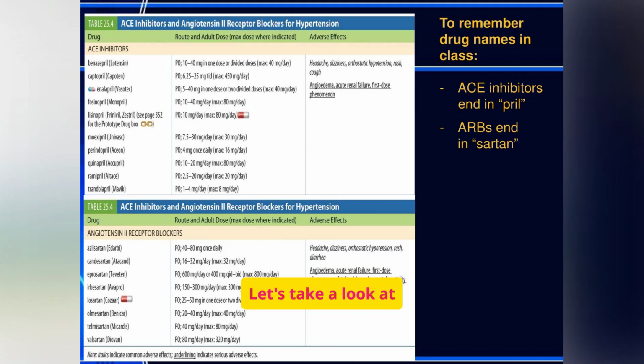Let's take a look at specific ACE inhibitors and ARBs, including their dosages and potential adverse effects. ACE inhibitors often end in pril, like enalapril or lisinopril, while ARBs end in sartan, such as losartan or valsartan. Common side effects: a dry, persistent cough for ACE inhibitors, and for both classes, hyperkalemia and risk of angioedema.